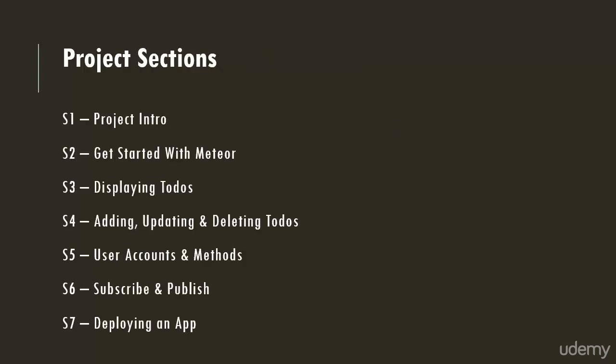The project sections, we're going to have 7 sections, which is quite a bit for the first project, but like I said, there's things that you need to learn so that we can use them in the rest of the course. So section 1 is what you're watching now, the project intro. Section 2, get started with Meteor. This is where we will install and set up and configure Meteor.